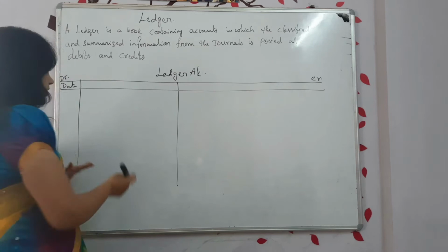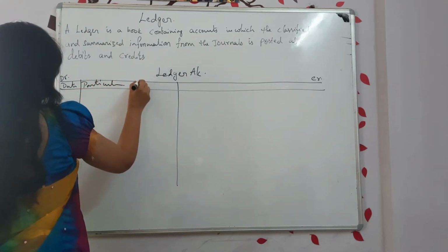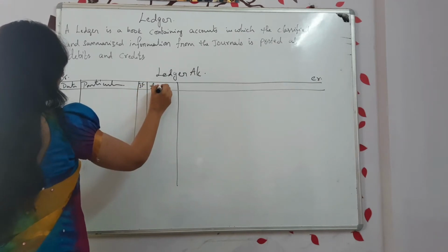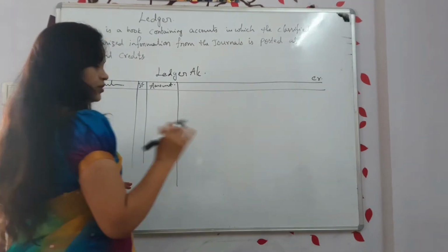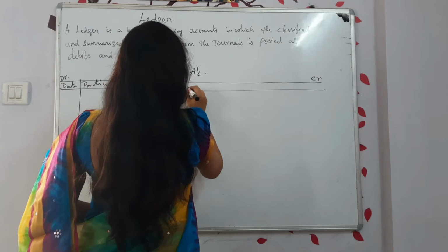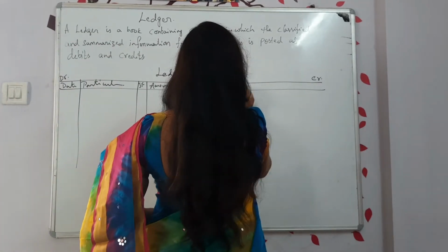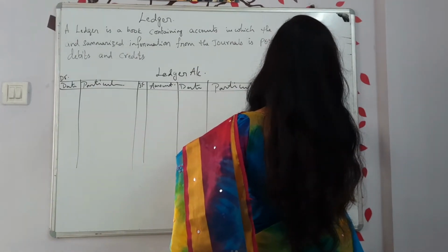First column is date, and then particulars, journal folio and amount. Okay? Credit side, you don't have anything new. The same thing only will be repeated there. That is date, particulars, journal folio and then amount.